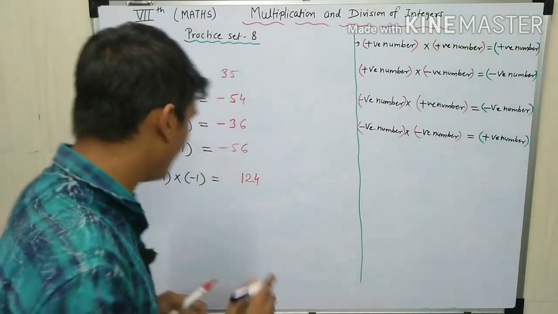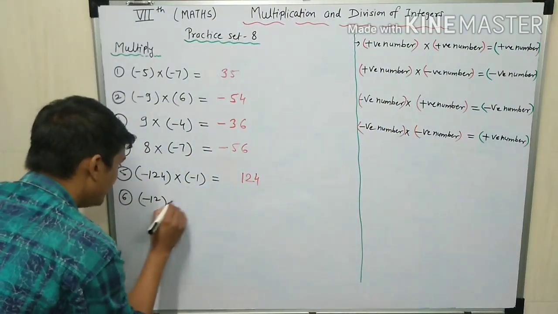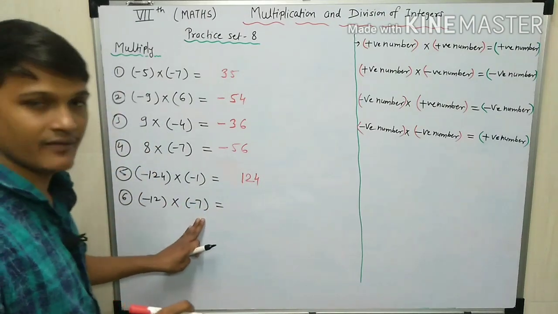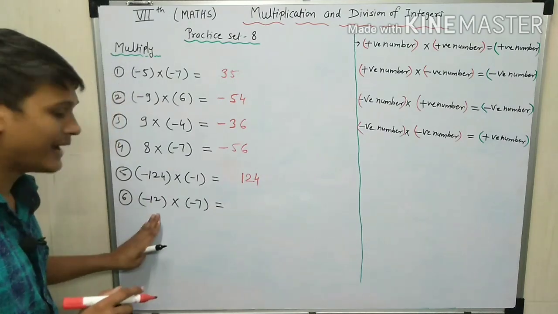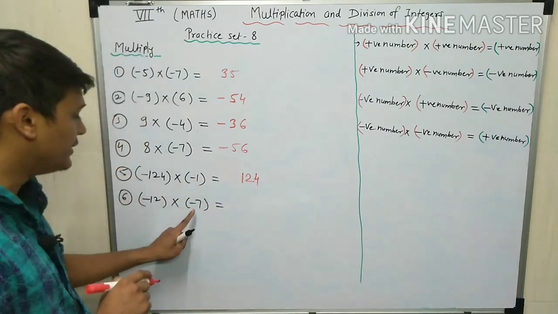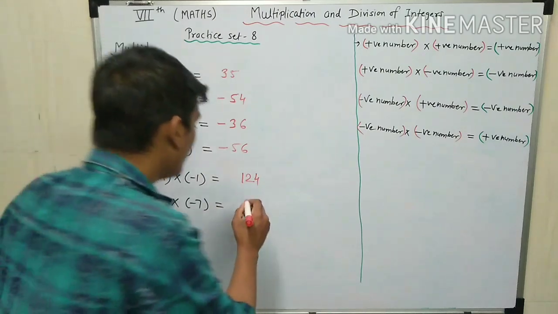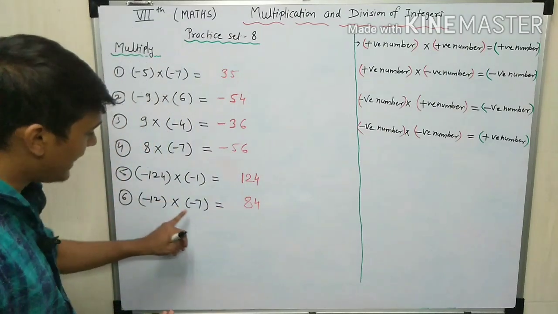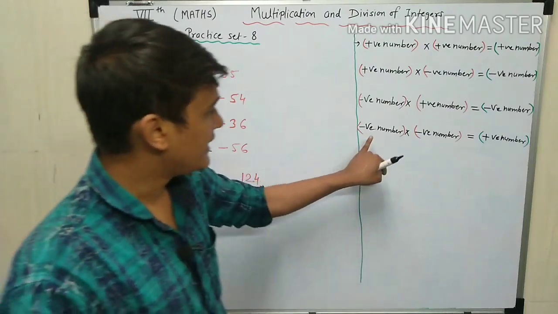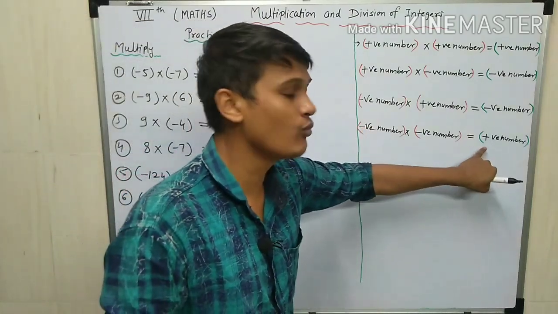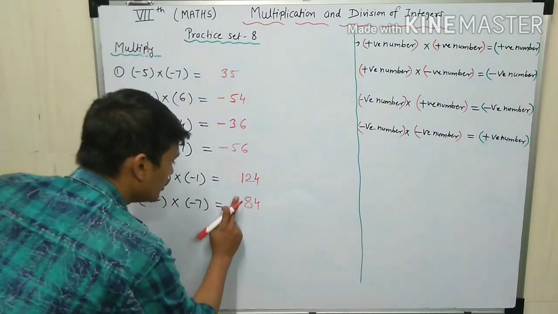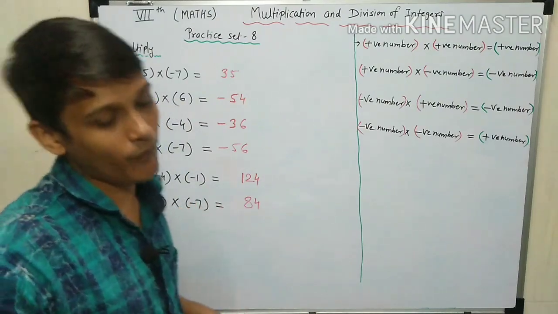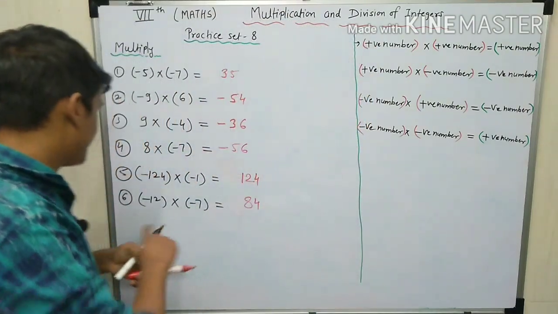Now the sixth question is minus 12 into minus 7. Minus 12 into minus 7 is equal to, first we multiply the numbers. The numbers are 12 into 7. 12 sevens are 84. We can write here 84. Now what is the sign? The first is a negative number and the second is also a negative number. Negative number into negative number is equal to positive number. We can write plus also, or you can leave it out; this is also plus 84. Understood?